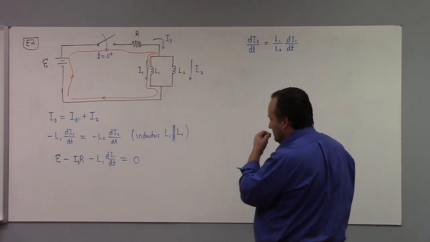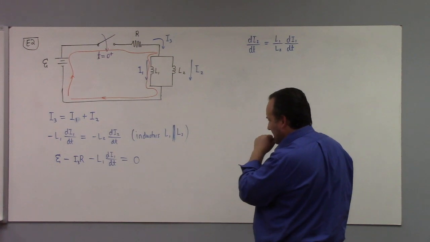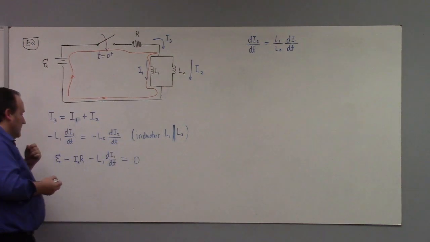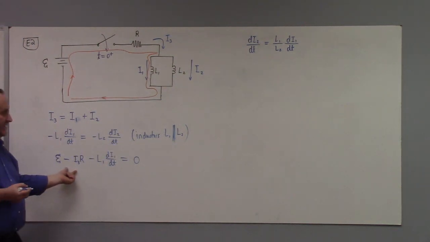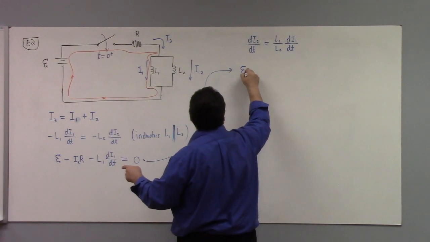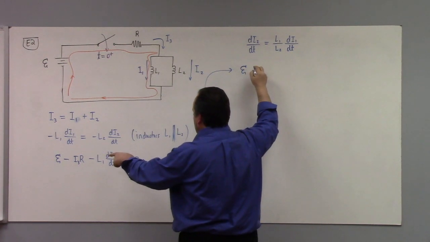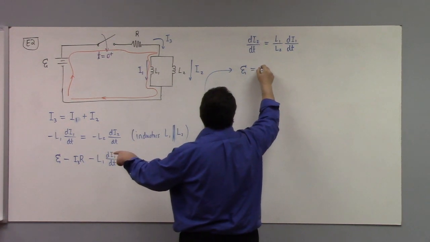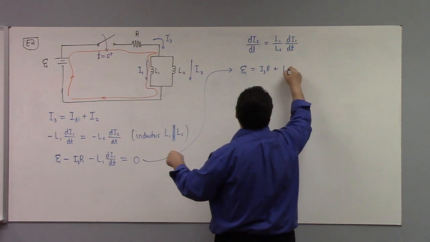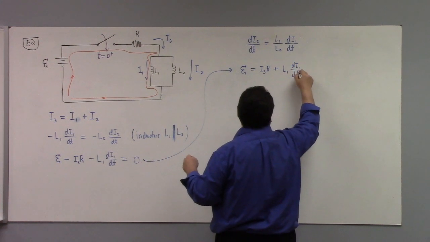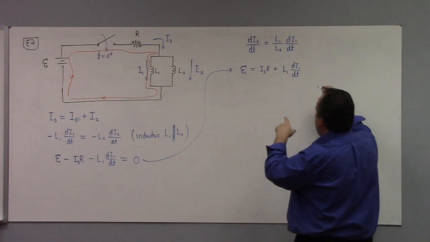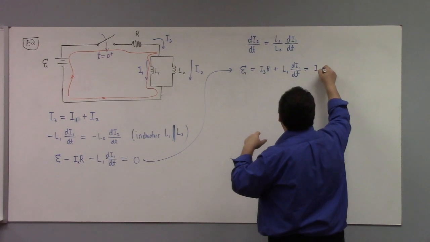Let's see here. If I can get rid of the I3 in here, I think this might help. So we've got E is equal to I3 R, right? Plus L1 di1 dt, yeah? All right. Now I3 is I1 plus I2, so let me put that in here, and I think that might help us.